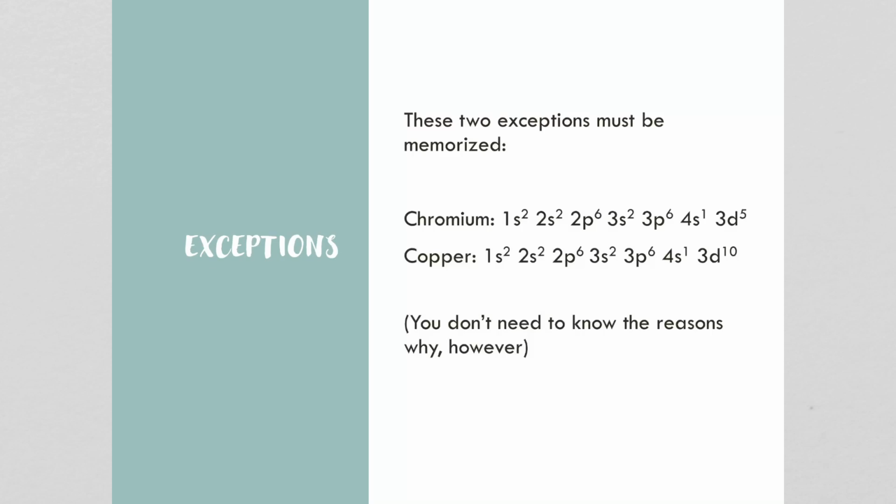So if you take a look, chromium is 1s2, 2s2, 2p6, 3s2, 3p6, but here's the wonky thing, 4s1, 3d5. So instead of filling this one, it only left one. The same thing for copper. So it goes 1s2, 2s2, 2p6, 3s2, 3p6, 4s1, 3d10. So just for copper and chromium, you need to know that there's only one electron in the s orbital for the level 4. You just don't need to know why.